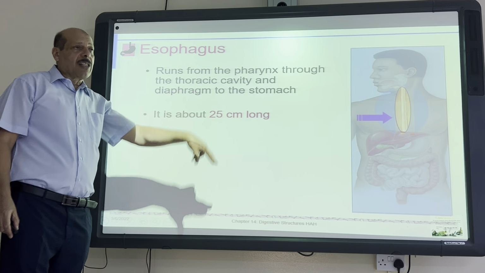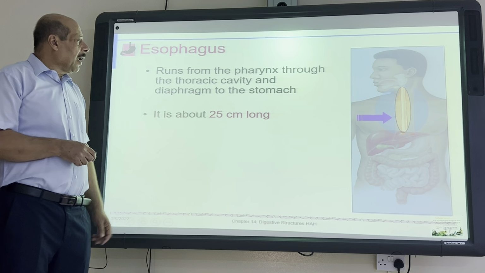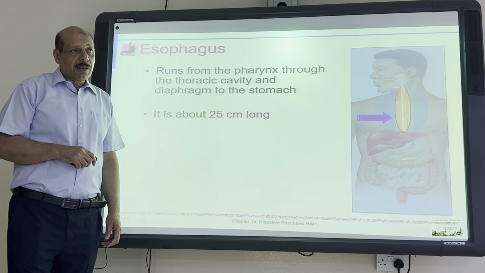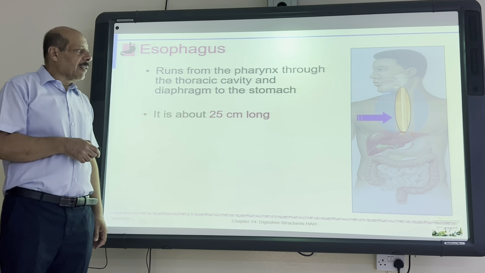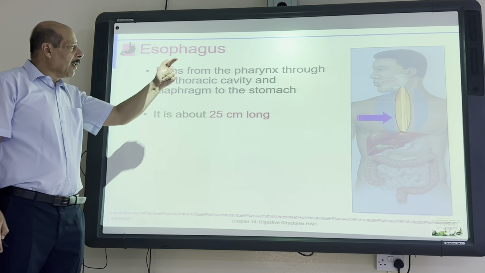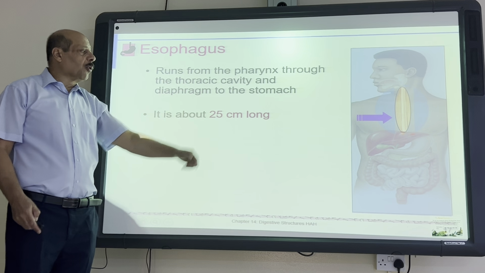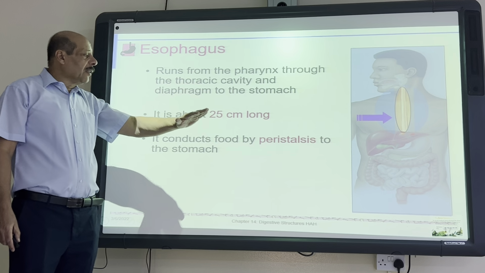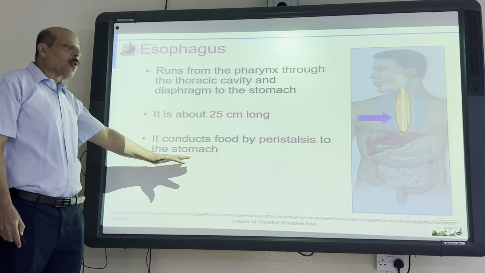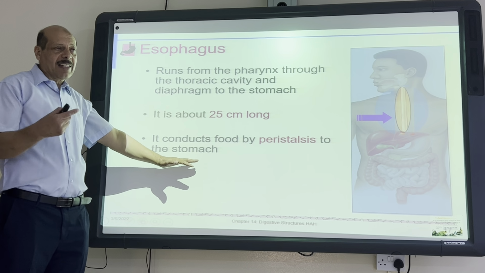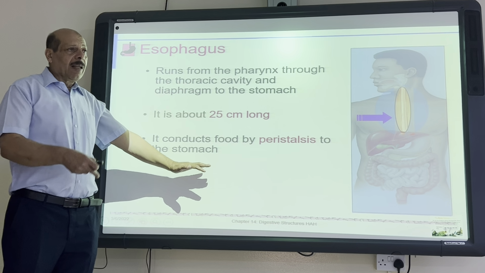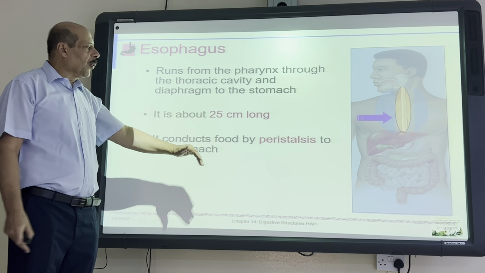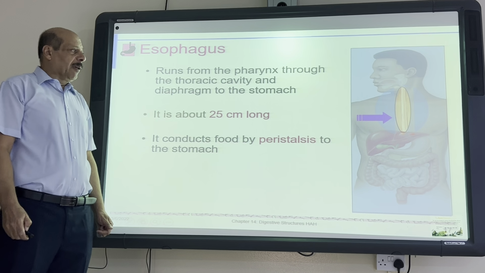About the length of the esophagus, it is around 25 centimeters. So it is a tube of 25 centimeters running from the pharynx up to the stomach. It conducts the food by peristalsis to the stomach. Through peristaltic movement, it will conduct the food from the mouth to the stomach.